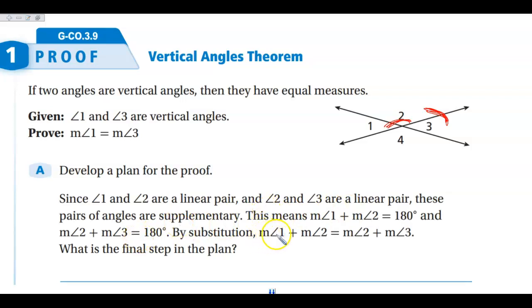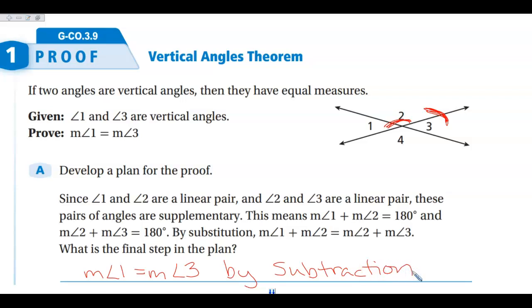I'm going to substitute in. Well, if they both add to 180, they're going to equal each other. So then I can say that the measure of angle 1 plus the measure of angle 2 is going to equal the measure of angle 2 plus the measure of angle 3. And then the final step will be subtracting the measure of angle 2 from both sides. So my final step will be the measure of angle 1 is equal to the measure of angle 3 by subtraction. Again, I can't spell and talk. This is just a general idea of where we're going to go. This is not a proof.